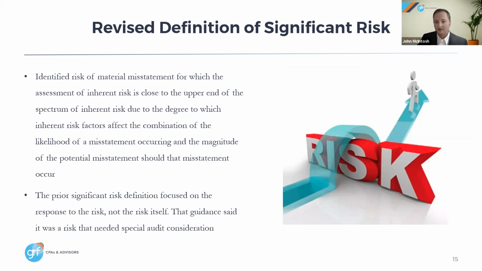The prior significant risk definition focused on the response to the risk, but not the risk itself. The old guidelines defined significant risk as a risk that needed special audit consideration. The new definition focuses on the risk itself, which, to be clear, is the risk of material misstatement. I previously mentioned how the standard often references assessing risk on a spectrum. SAS 145 also uses this concept for determining if a risk is considered significant. The standard notes that a significant risk is close to the upper end of the spectrum of inherent risk.